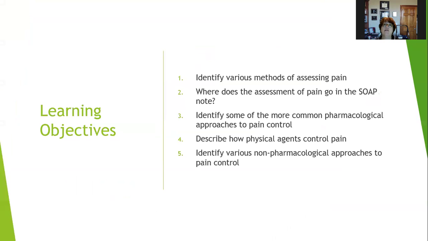So the learning objectives for this part are: identify various methods of assessing pain. Where does the assessment of pain go in the SOAP note? Identify some more common pharmacological approaches to pain control. Describe how physical agents control pain and identify various non-pharmacological approaches to pain control.